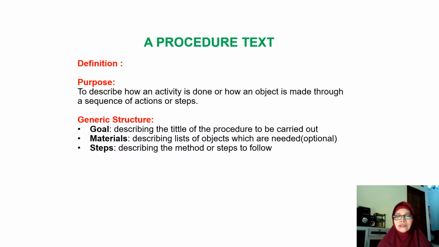And then the second one is the material. What is material? Material describes the list of objects which are needed, or sometimes it is also accompanied by the instruments, the appliance or the tool. And the last generic structure of the procedure text is the step. Step describes the method or the steps to follow.